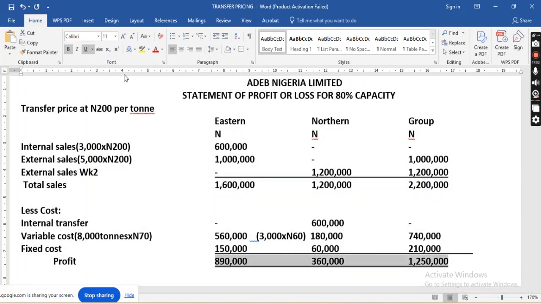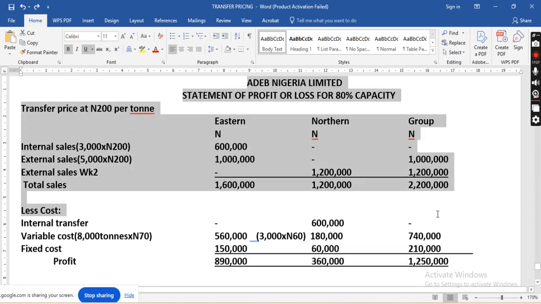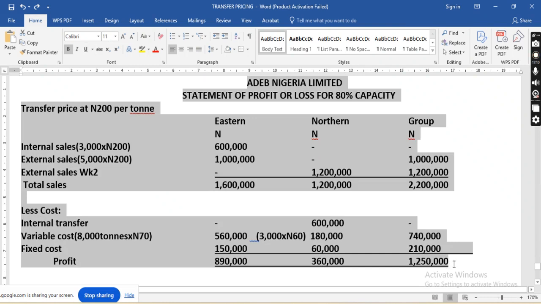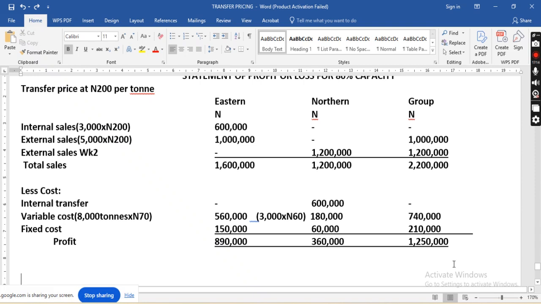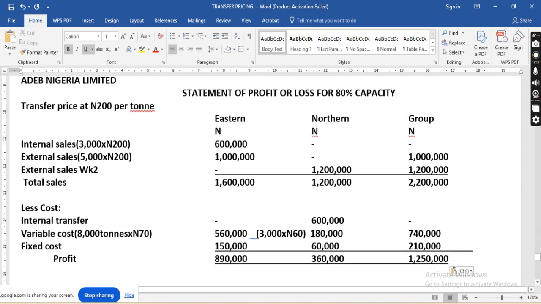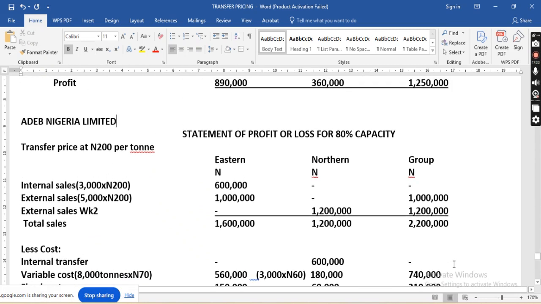Okay, sir, according to the requirement, it said prepare estimated profit statement for the month of December. And in the question, they said from 1st of December, the strong competition in the market has reduced the market price for the material to 180 per ton. So I'm thinking that for external sales for Eastern, that's 5,000 naira, we are supposed to multiply it by 180. I don't know if I'm right.